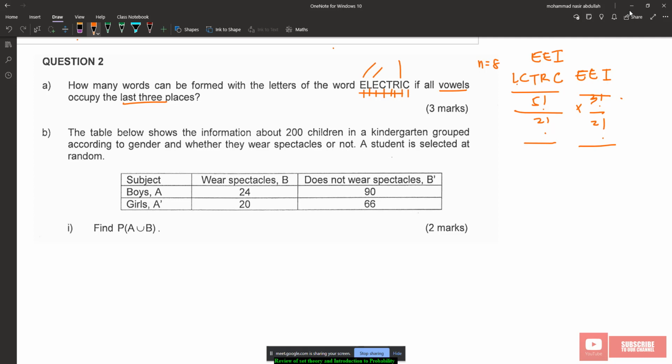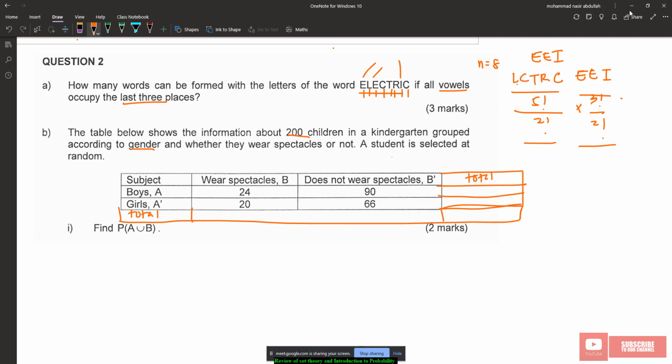So now, the table below shows the information about 200 children in the kindergarten group according to gender and whether they wear spectacles or not. A student is selected at random. So now, let's look at total. Always put total, easier for you to see. When you have a contingency table, always put total. So here we have 200 children. So 24 plus 90 should be 114, and minus 200 should be equal to 86. And this one should be 156, and this one should be 44.